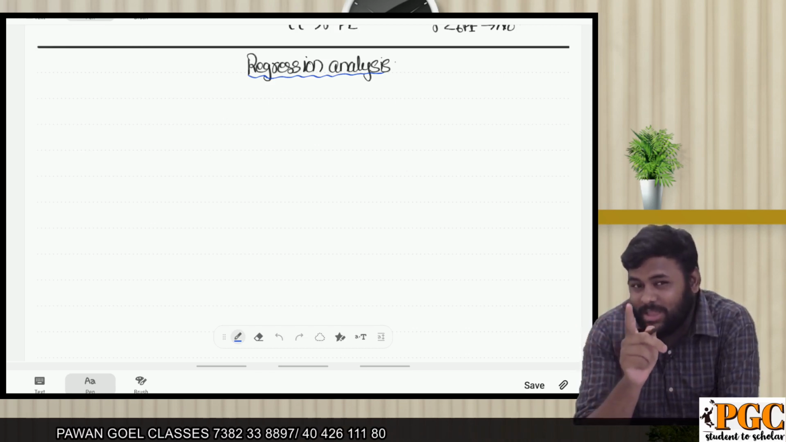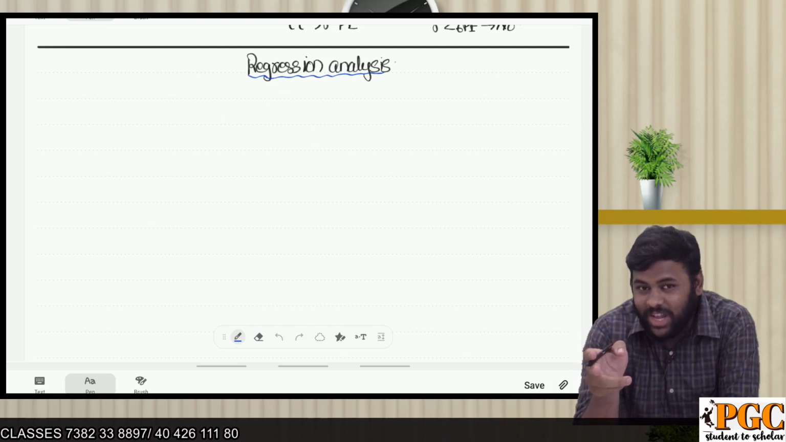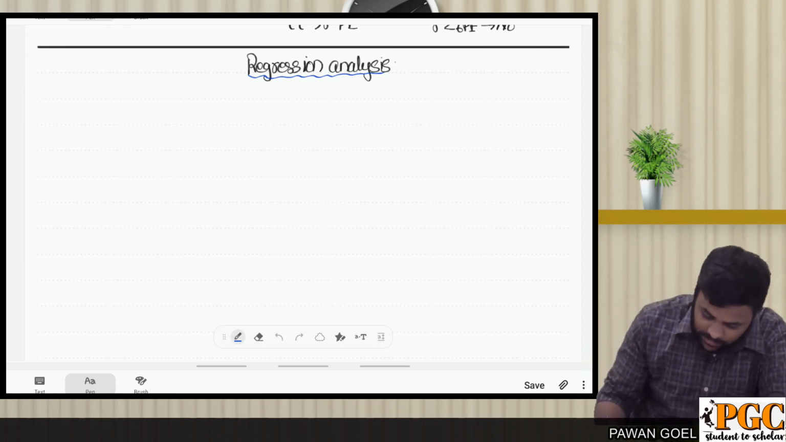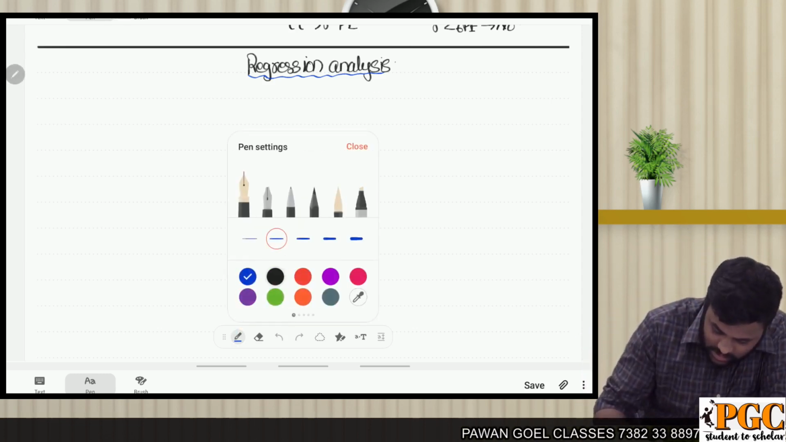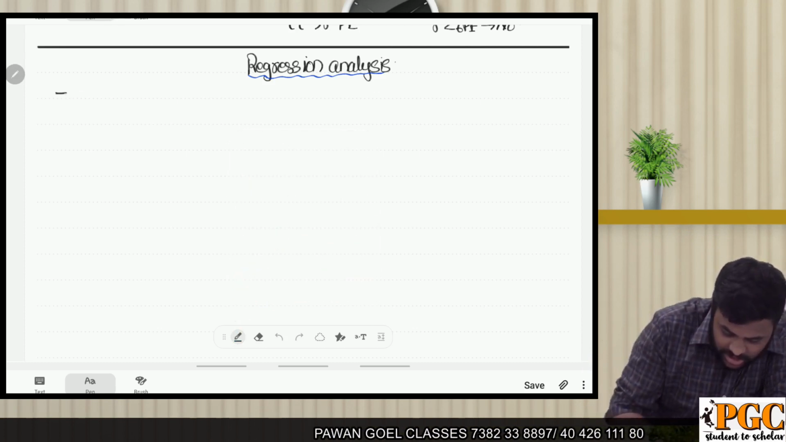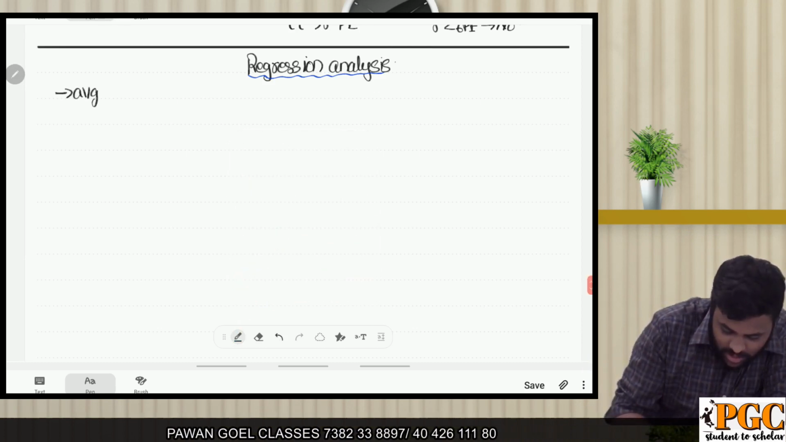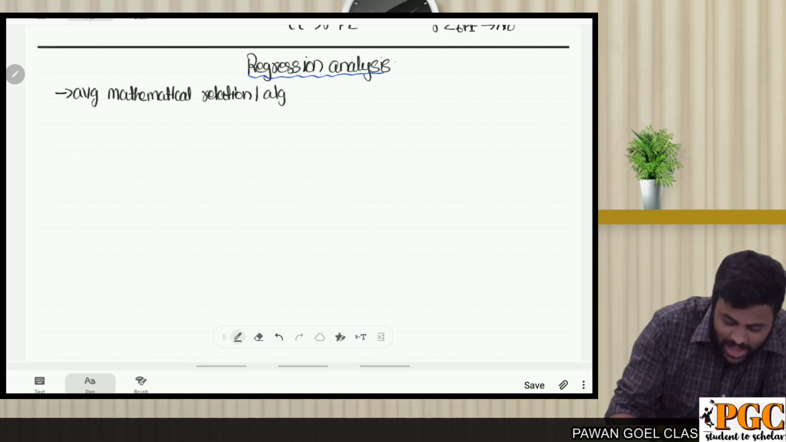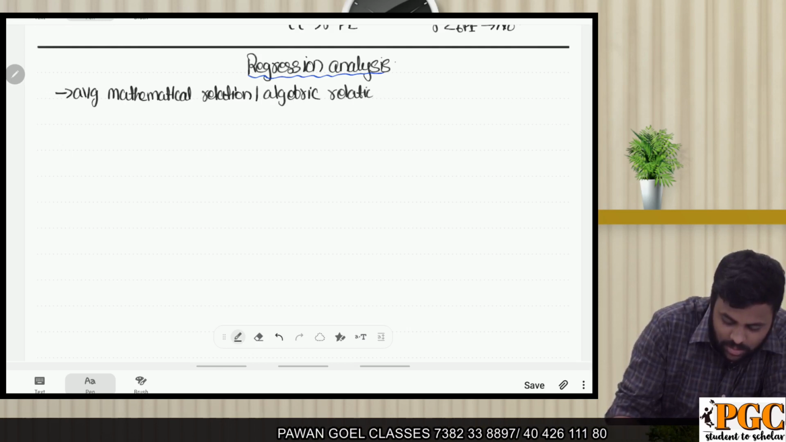No, I am not saying mathematical relation, I am saying average mathematical relation, or we are trying to establish an algebraic relation between two or more variables. Now try to understand, my dear friends, what is a regression? Regression is nothing but we are trying to develop an average mathematical relation, or form an algebraic relation between two or more variables.